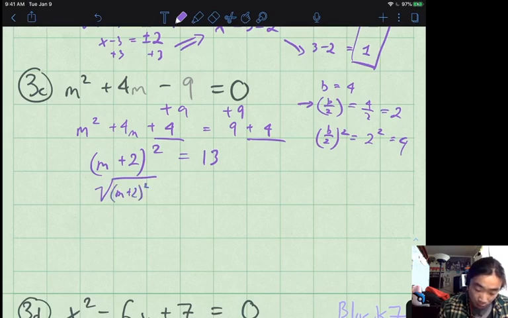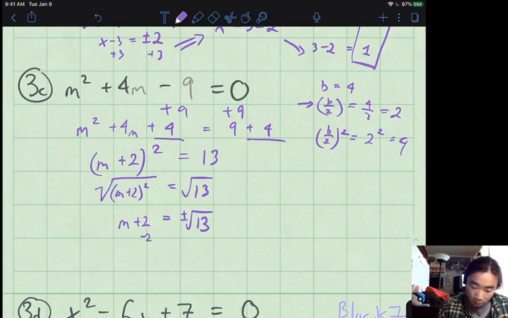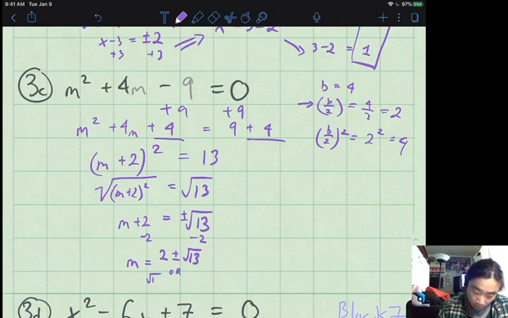I'm writing it out for notes purposes, but you don't have to write out the square over here. You could do something like this instead. Okay. M plus 2 equals plus or minus square root of 13. Subtract 2 from both sides. M is equal to, and you'll notice this is where it kind of matters. You'll see this written often as your answer, or you can write it like this, right? Plus or minus square root of 13 comes first, and then add on 2, right?